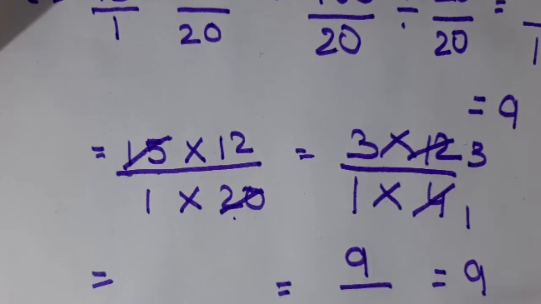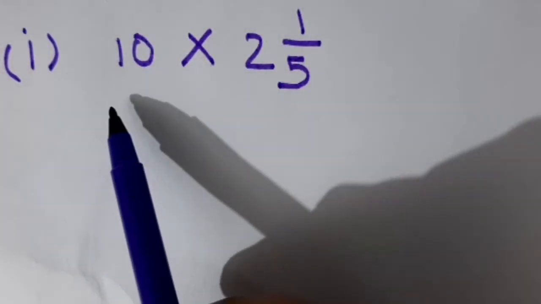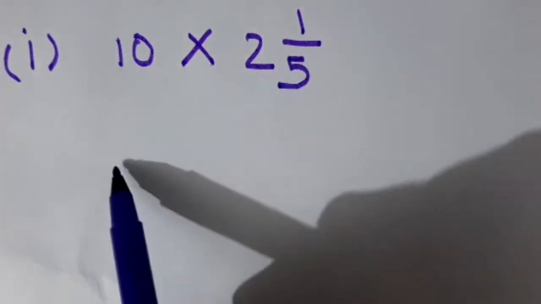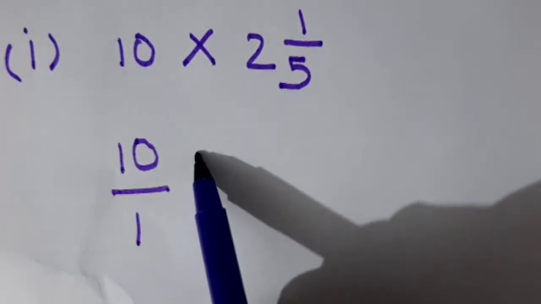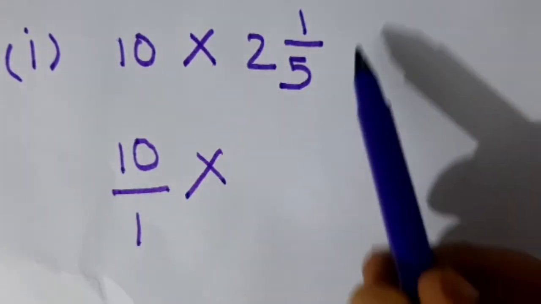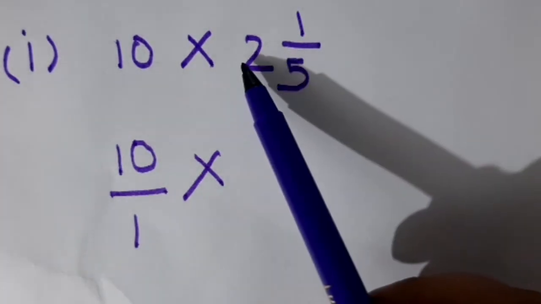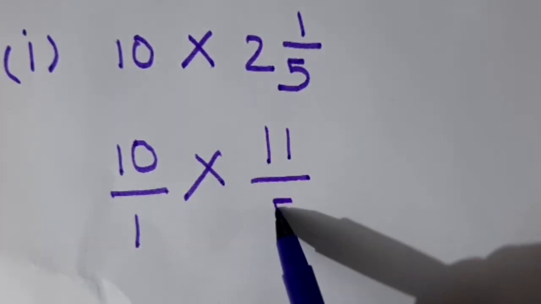Now let us do one more sum. I'll do the last part, that is I part. 10 multiplied by 2, 1 by 5. First of all, 10 is a whole number. I will convert it into a fraction. Then this is a mixed fraction. I will convert it into an improper fraction. 5 multiplied by 2 is 10. 10 plus 1 is 11. So it is 11 upon 5.